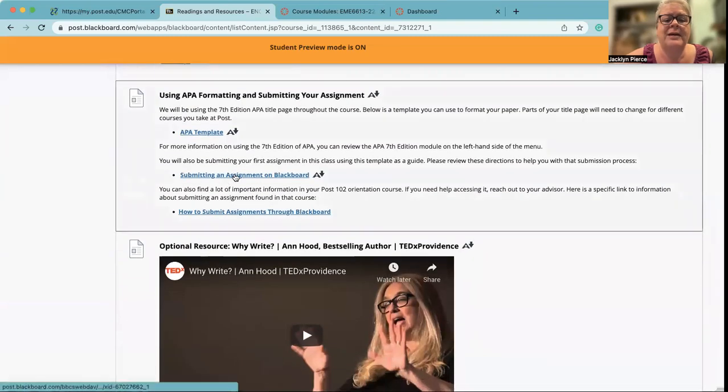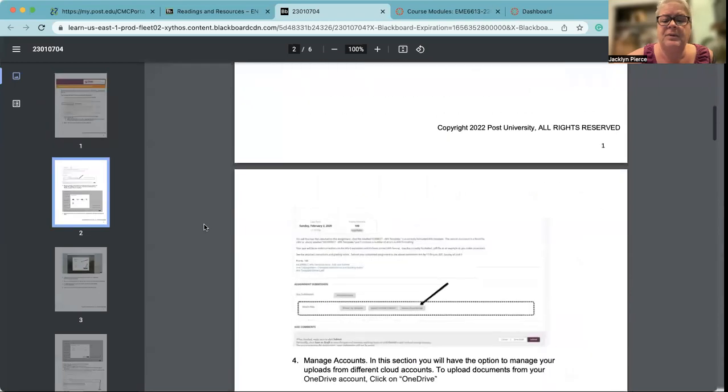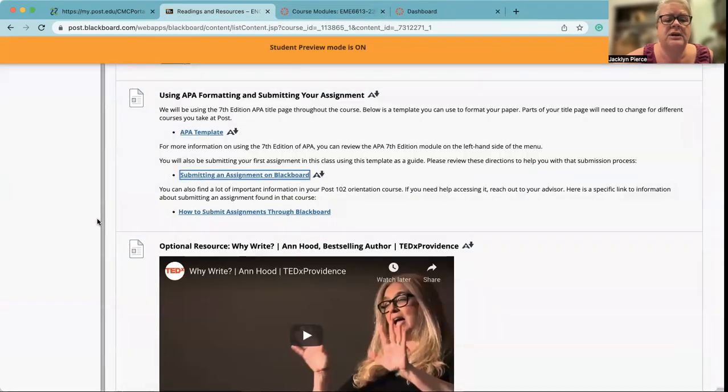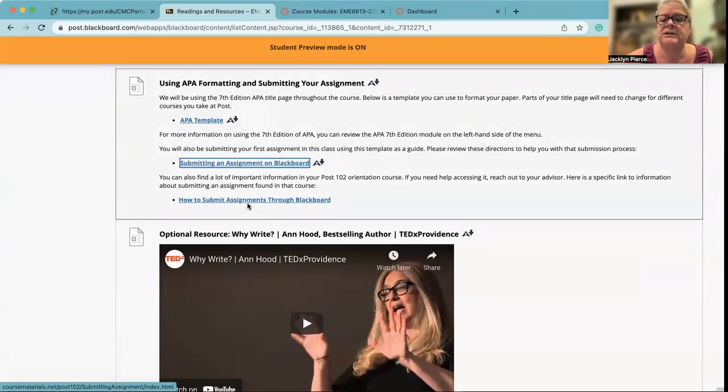Submitting an assignment on Blackboard, this will kind of walk you through what you need to do. This is a document that if it helps you to print it out and keep it in a notebook so that you can refer to it, that's fine. You can, of course, always come back to Unit 1, but it's a good idea to have it in your notes on how to do that. And then, of course, how to submit assignments. This is from your post-orientation course.